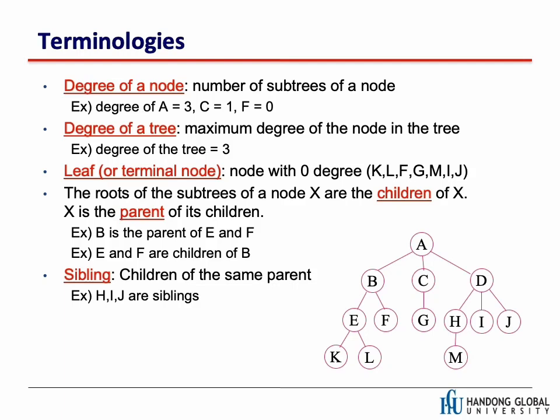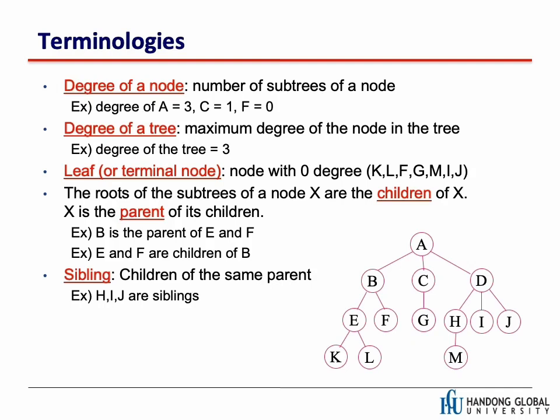And the roots of the subtrees of node X are the children of X, and X is the parent of its children. So in this graph, B is the parent of E and F, and E and F are children of B. So to B, E, K, L is one subtree and F is one subtree, and E is the root node of the first subtree and F is the root node of the second subtree. So E and F are children of B and B is the parent of E and F.